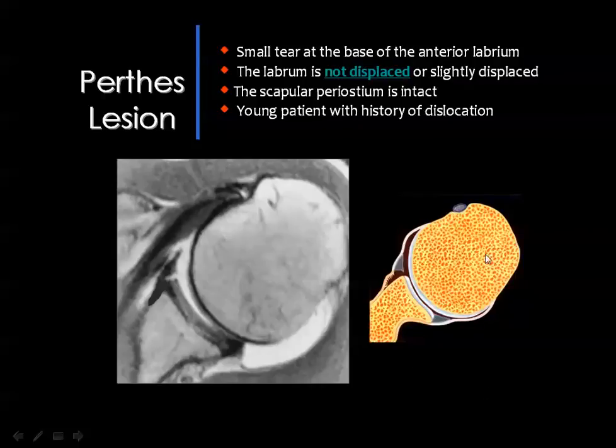Then we came to a second lesion which affects the anterior labrum, and this is known as Perthes lesion. By Perthes lesion, we mean that the base of the anterior labrum is torn, but the labrum is not displaced. Of course, the periosteum connecting the labrum to the scapula will remain intact. And this is an example, diagrammatic example. You see the anterior labrum is separated, it's minimally displaced, or even, as you can see here, not displaced. And this lesion is usually post-traumatic, and there may be a history of shoulder dislocation.